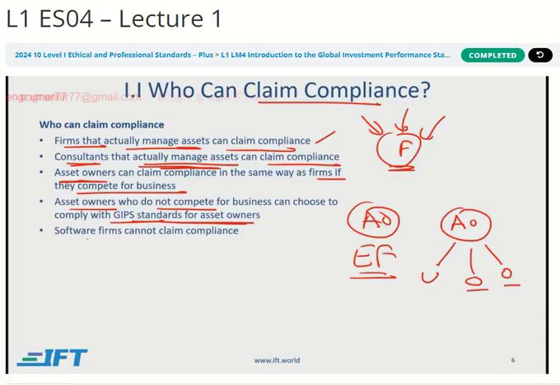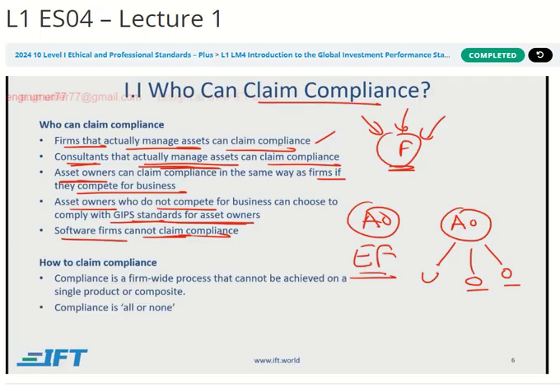And the final point is that software firms cannot claim compliance. There are several software firms that provide software related to investment management and performance reporting. Now, the software that is being provided might support GIPS reporting, but just because the software supports GIPS reporting does not mean that the software firm can claim compliance. Only firms that are actually managing the assets of external clients can claim compliance.